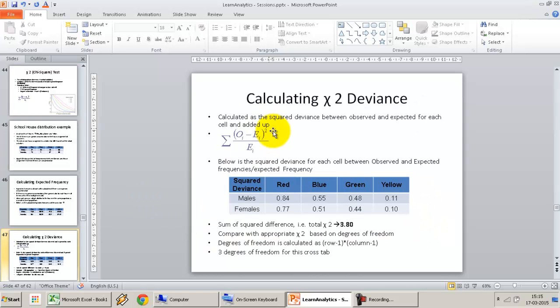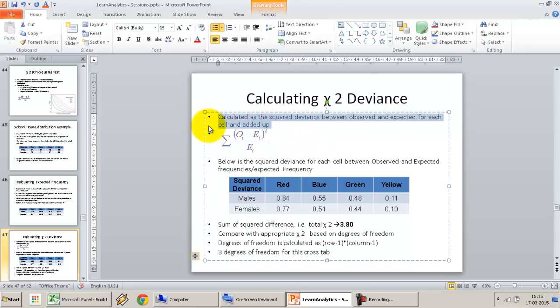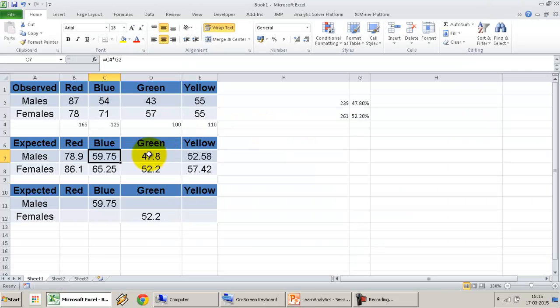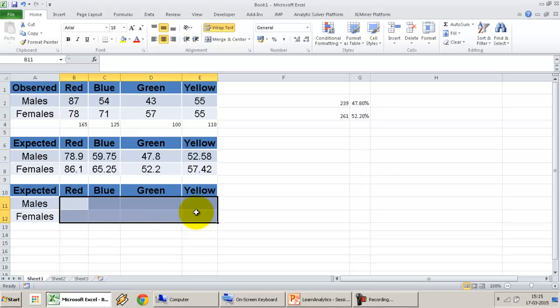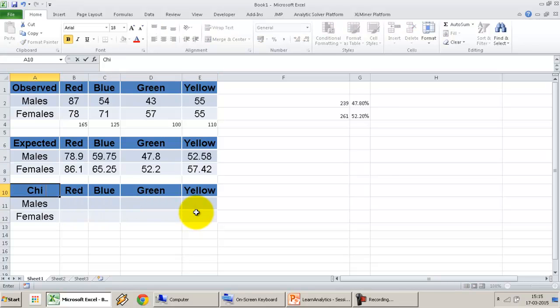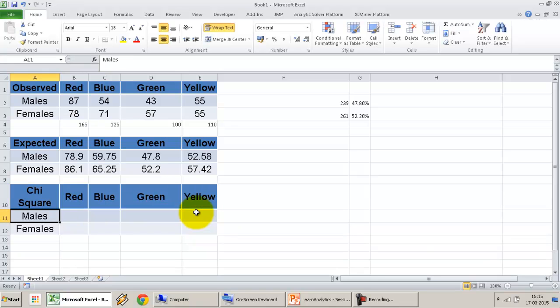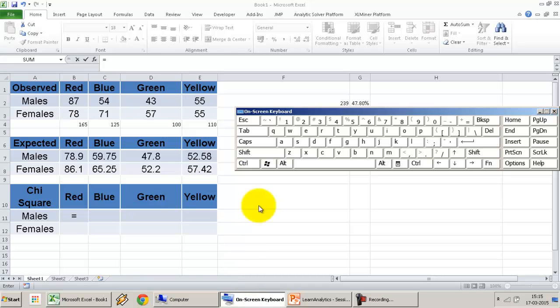So I'm going to calculate the squared deviance between each of the cells and add it up. So let's calculate this as the chi-square deviance. I'm going to calculate the chi-square deviance for each of the cells. The formula is simple.